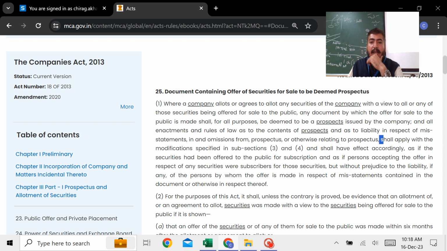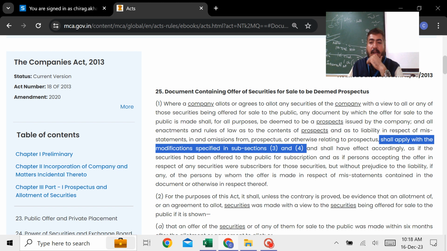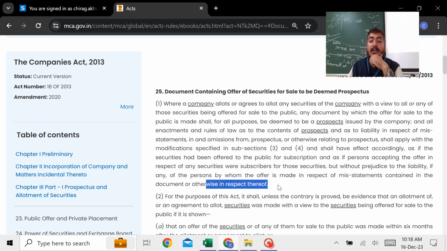Look, it is written: shall apply with the modification and also shall have the effect accordingly, as if the securities had been offered to the public for subscription, and as if the persons accepting the offer in respect of any securities were subscribers for those securities, but without prejudice to the liability, if any, of the persons by whom the offer is made in respect of misstatements contained in the document or otherwise in respect thereof.